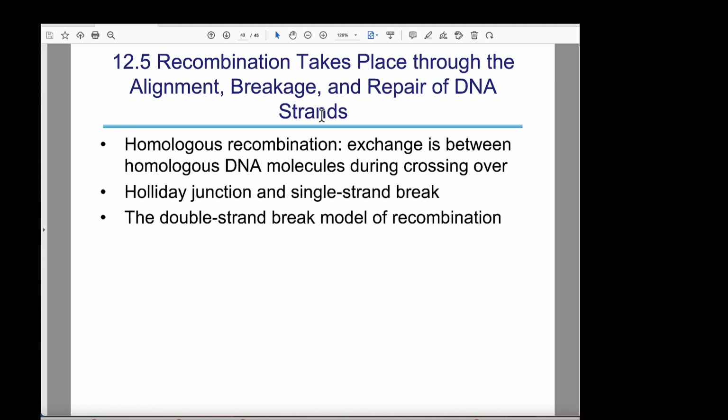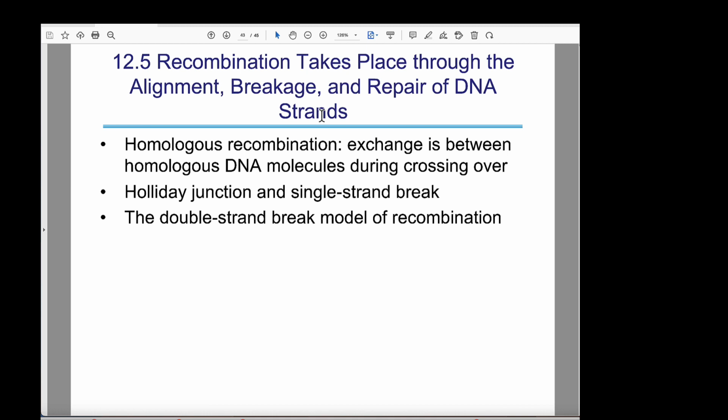So I'll go to this and then we're going to end here. Outside of replication occurring, you also have what's called recombination, specifically homologous recombination. And we talked about part of this earlier in the semester. Homologous recombination is the exchange between homologous DNA molecules during crossing over. And we know crossing over takes place during the cell cycle, specifically prophase.